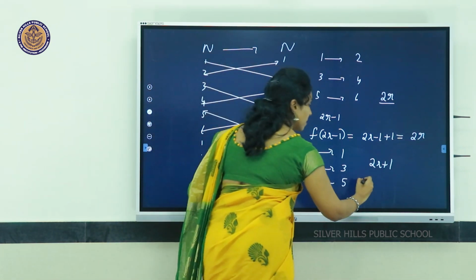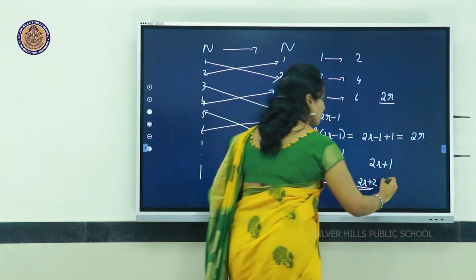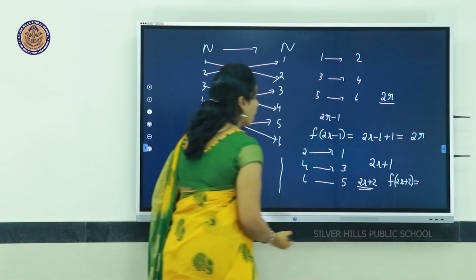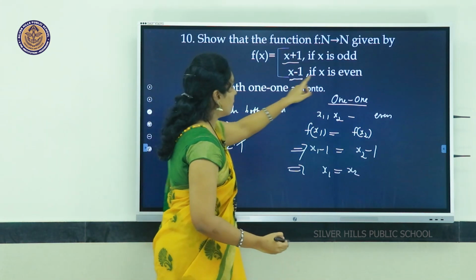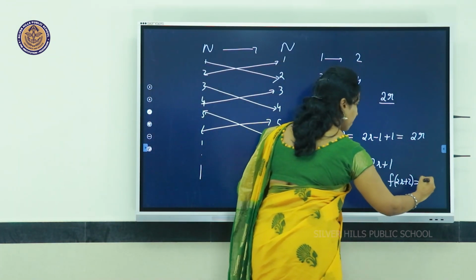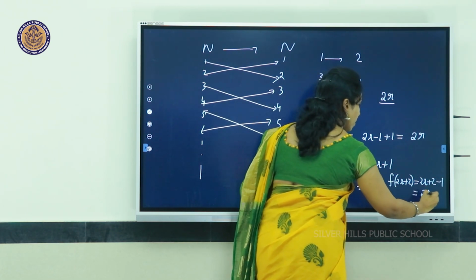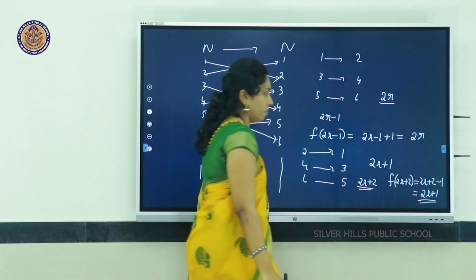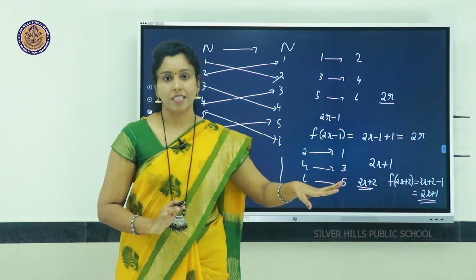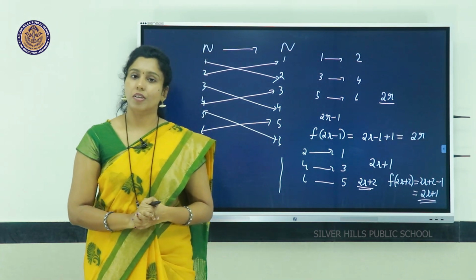So I can say there is a pre-image 2r plus 2 such that f of 2r plus 2 is equal to... Now 2r plus 2 is even. When something is even, it is x minus 1. So I will substitute there 2r plus 2 minus 1, and what do you get? You get 2r plus 1. So by taking two cases, we proved for every y in the second set, there exists an x in the first set such that f of x is equal to y.